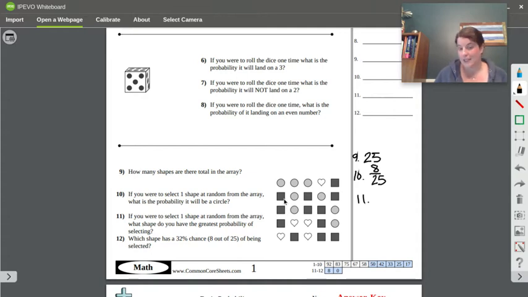So I'm seeing a lot of squares. I'm going to count those up. 1, 2, 3, 4, 5, 6, 7, 8, 9, 10, 11, 12 squares. We know there are 8 circles, and there are only 1, 2, 3, 4, 5 hearts. So it would be the square. That would be our most likely shape, our highest probability, because it would be 12 out of 25. That's pretty high. All right, let's look at number 12.